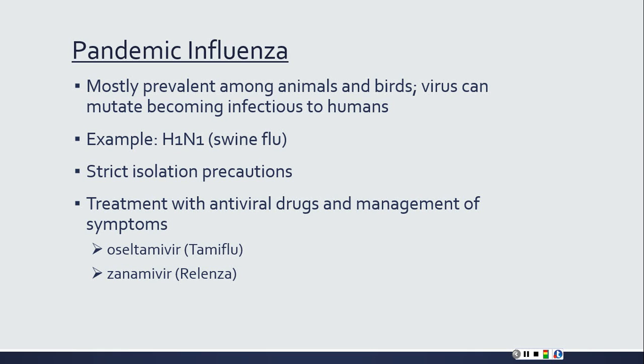All right, now, pandemic influenza, and this is what we've kind of been dealing with in the last few years. It's mostly prevalent among animals and birds. Virus can mutate, becoming infectious to humans. You've heard of the avian bird flu, the swine flu, the H1N1 swine flu we had a couple years ago. Now, with the pandemic influenza types, they may go into strict isolation precautions. And usually, with those types, we're going to have the actual TB respirator, or at the very least, an actual surgical mask.